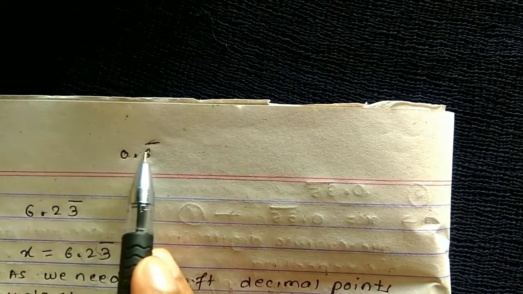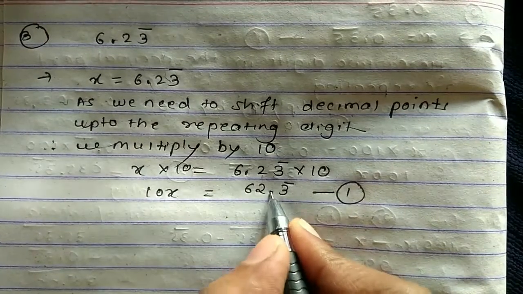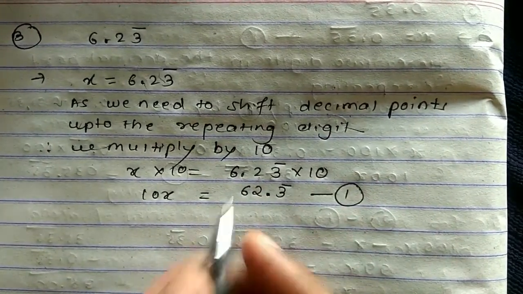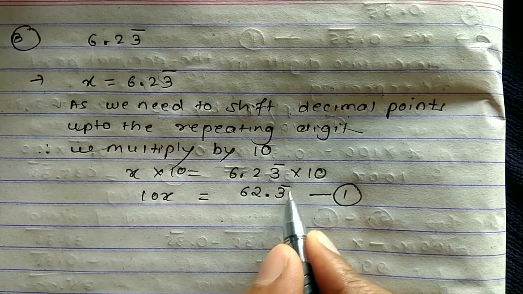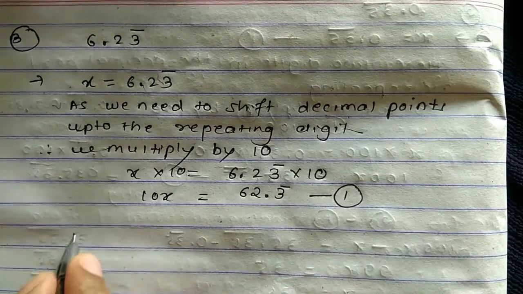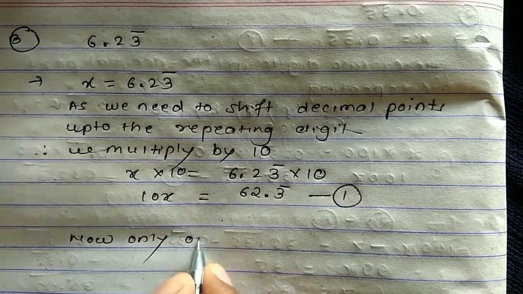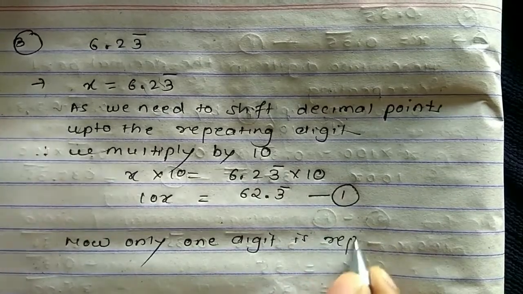Now we got this in this form, like 0.6 bar, where the point is before the repeating digit. So now the same steps we have to follow. Only one digit is repeating now, isn't it? So that's why multiply this 1 with 10. Suppose 2 digits are repeating, let us say 3, 4 with a bar, then you have to multiply with 100. Here we have only one digit repeating, that is 3.